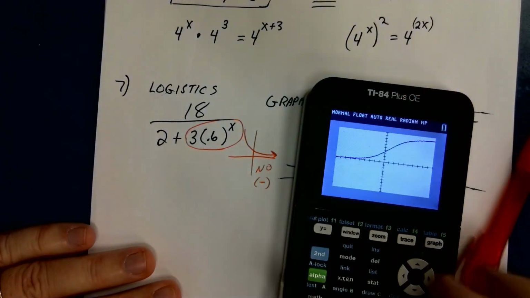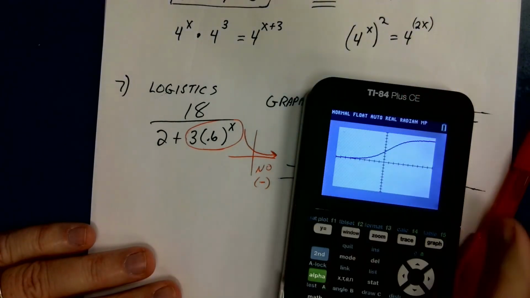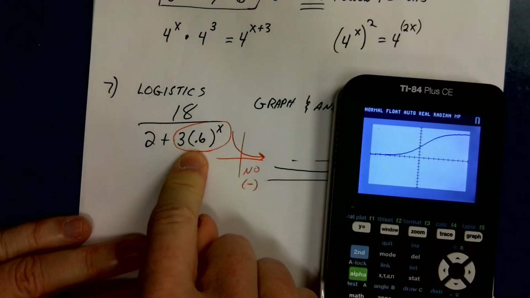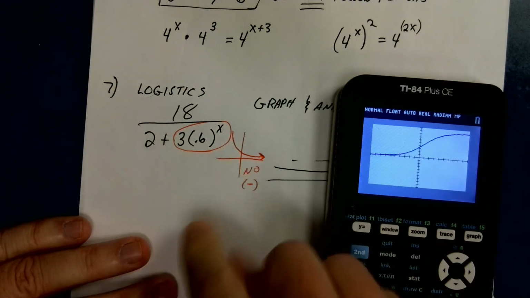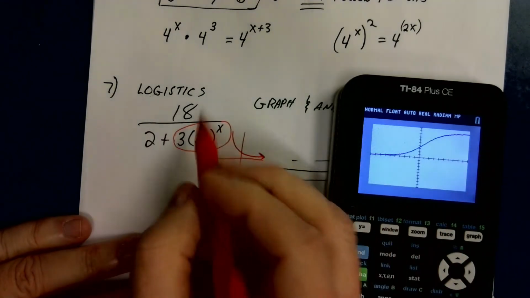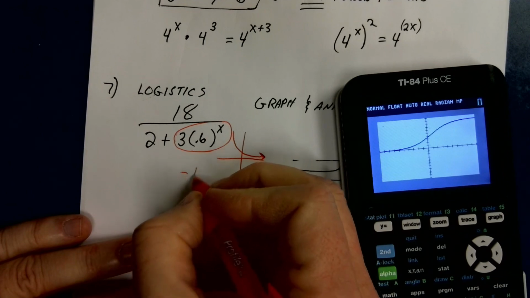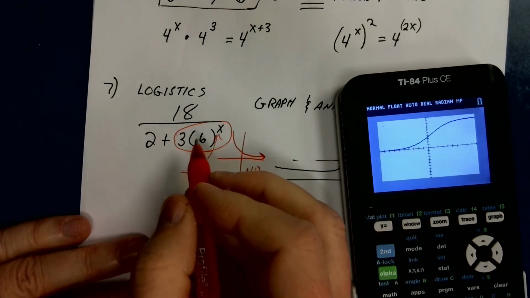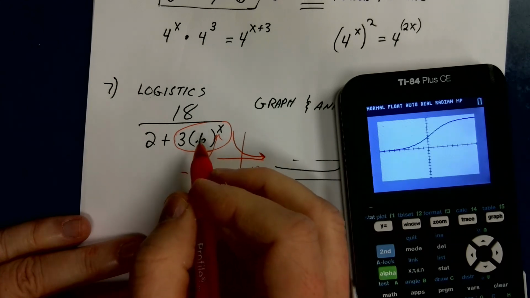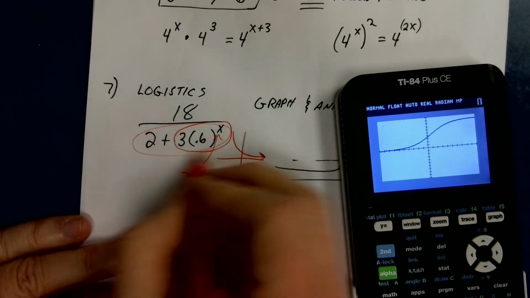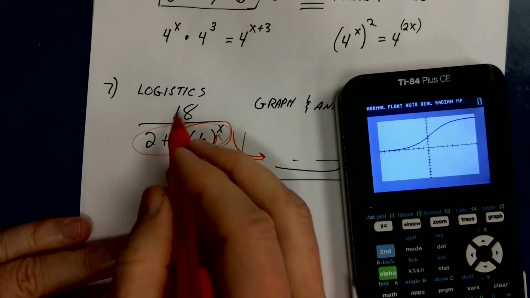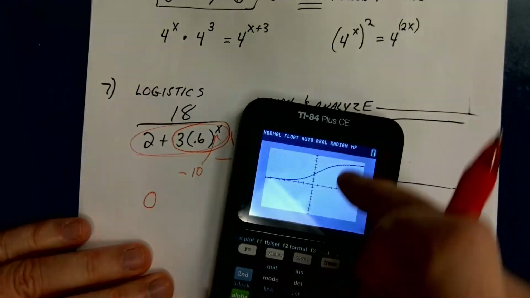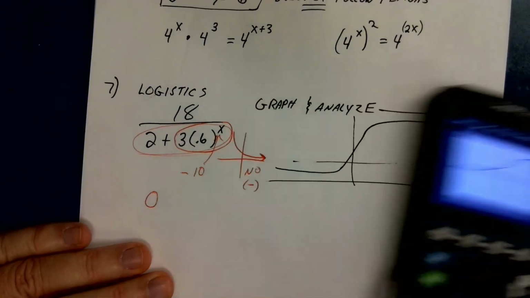Now, why could it get really, really small? Well, if I took this and went backwards in time, that's this value. Like if I put negative 10 in for x, that's really like multiplying by 0.6 over and over, or dividing by 0.6 over and over and over again, which means this fraction is going to get really, really big, and 18 divided by a ginormous number is close to 0. That's why when it goes to the left, it gets closer and closer to 0.